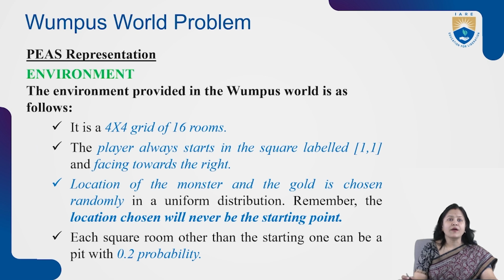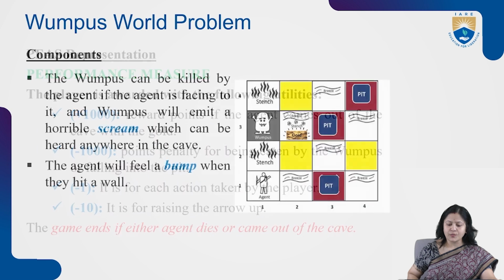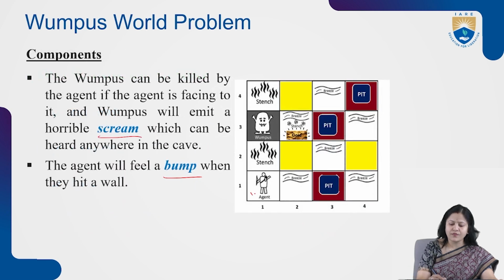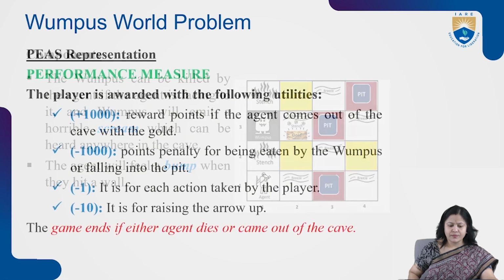The environment provided in the Wumpus World problem is as follows. I have already discussed the description; the environment here is the same. It is a 4x4 grid of 16 rooms. The player always starts at the square labeled 1-1, which means the first location. As per the problem, the agent has to start from here itself. The agent cannot start from another room. This is fixed.